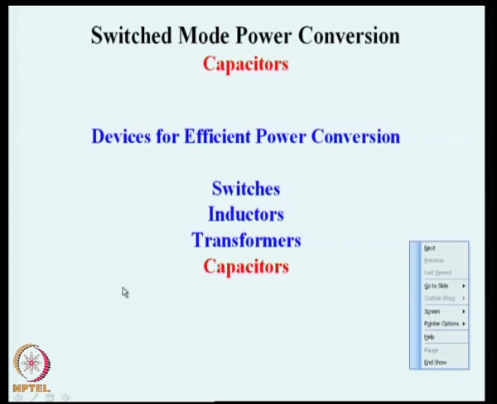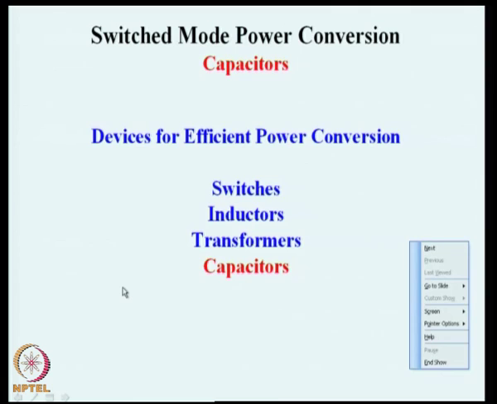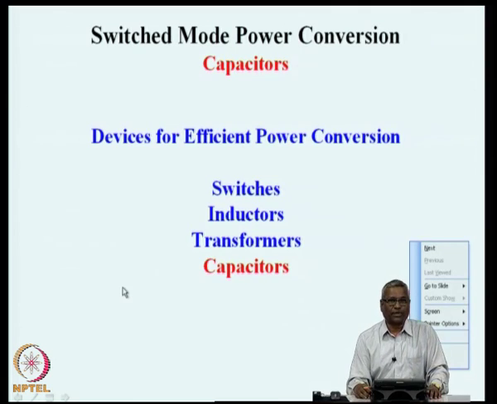Good day. Today we will see the last component which we have listed as the devices for efficient power conversion. We had seen in the earlier lectures the other devices, namely the switches, inductors, transformers and so on, and the lossless electrical circuit element which is still remaining to be covered in our lectures is the capacitors, and that is the fourth device which is used in efficient power conversion.